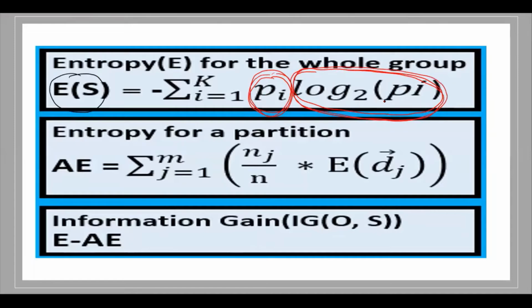Now, pi log pi base 2. There is a reason also why we take base 2. I'm not going to that now. You have to sum everything, then you have to multiply by minus. This is entropy of a data set S. Now this is entropy for a partition.